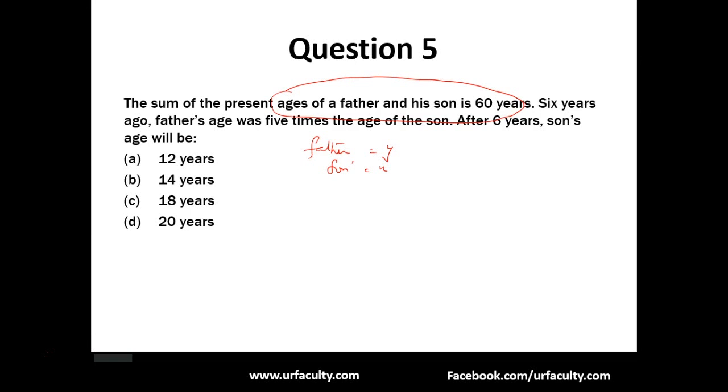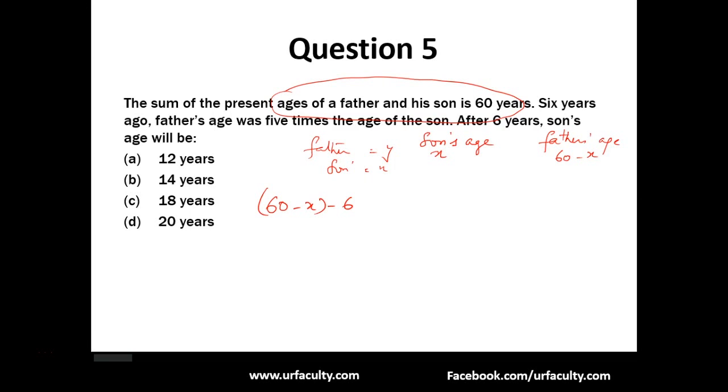So if the son's age is x, father's age will be 60 minus x, because their sum is 60. Because the sum of son's age and father's age is 60, when son's age is x, father's age will be 60 minus x. 6 years ago, father's age was 5 times the age of the son. So what does this mean? This just means, if it is 6 years ago, what is the age?